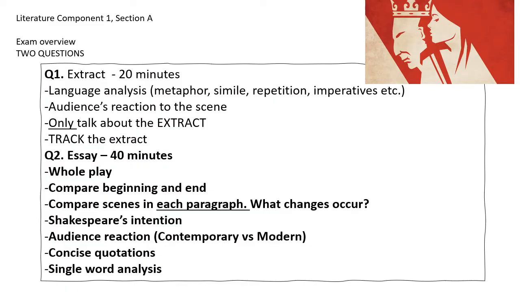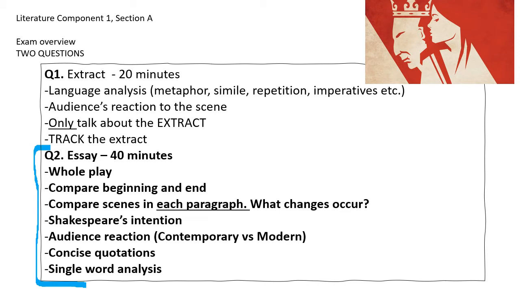Macbeth is part of your literature GCSE. It's from paper 1, component 1. And you usually get 2 questions. The first is an extract question where you get a small part of the play and you have to focus just on the events or the character in that part of the play. And the second question is the essay question. And it's this essay question that we're going to be focusing on and you're going to be working towards.